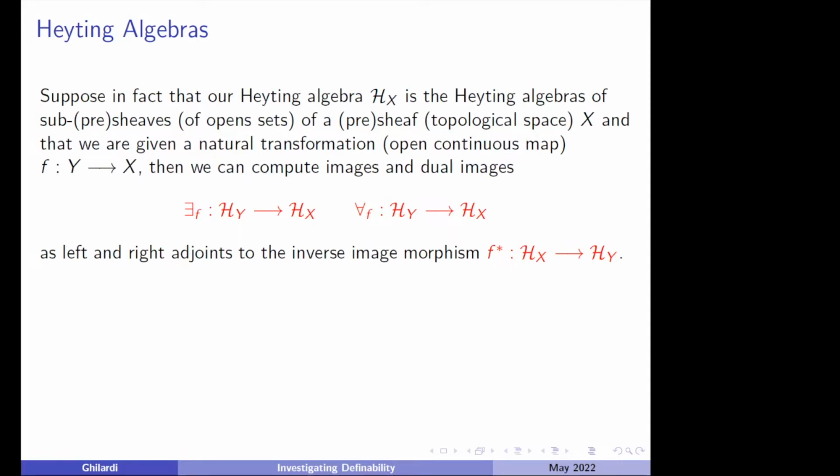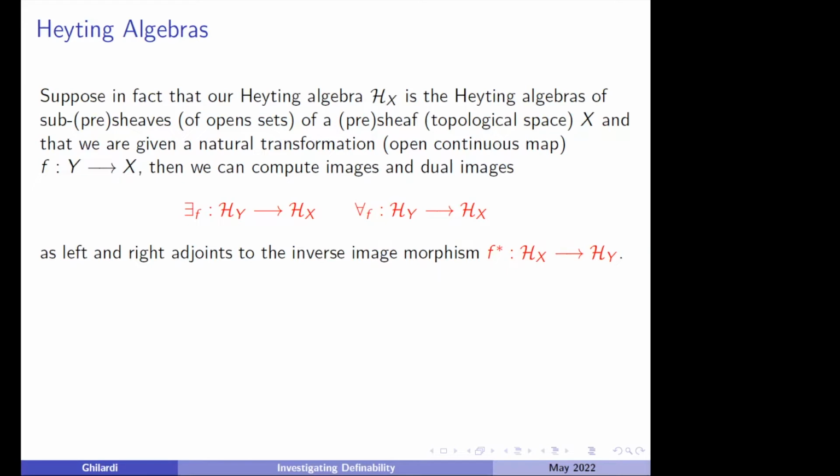And if you have a Heyting algebra and a morphism between two, a simple example is that you have two topological spaces and an open continuous map. Or you have two pre-sheaves and a natural transformation, or two sheaves and a natural transformation. Then using the inverse image, which is the real inverse image in the case of topological spaces, and in the other case just a level by level inverse image, this inverse image is a morphism of Heyting algebras, and it has adjoints, meaning that you have a direct image and a dual direct image, the two adjoints to this operation.